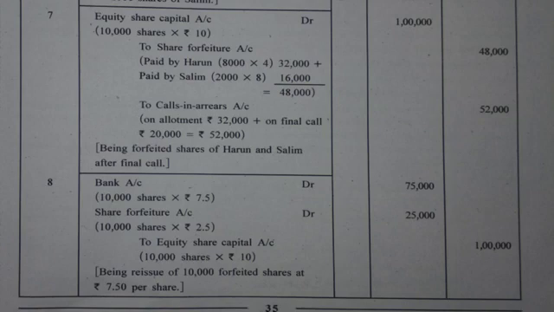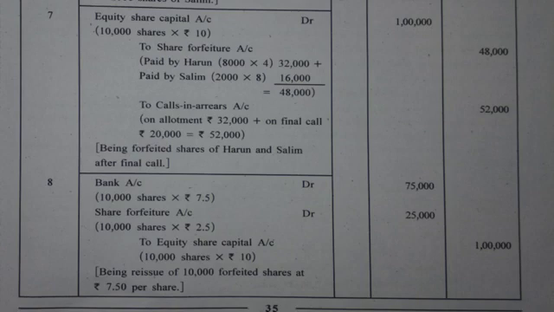The concept that we have learned in illustration 10. Yes, when shares are reissued at discount, share forfeiture account is to be debited. Yes, 2.5 rupees is the amount of discount here. 7.5 is the reissue price. To equity share capital account 10,000 into 10. The share is obviously of rupees 10. 7.5 is the issue price. 2.5 is the amount of discount.